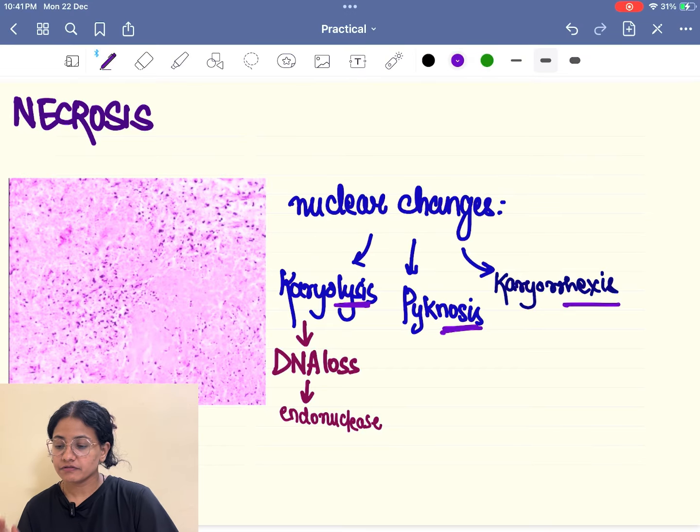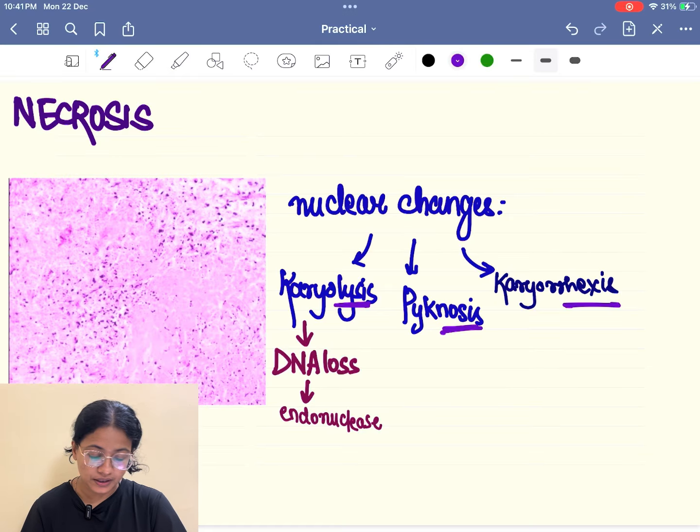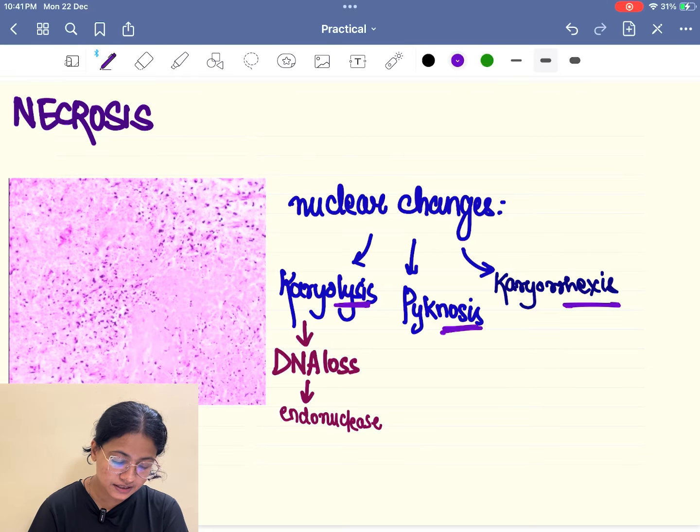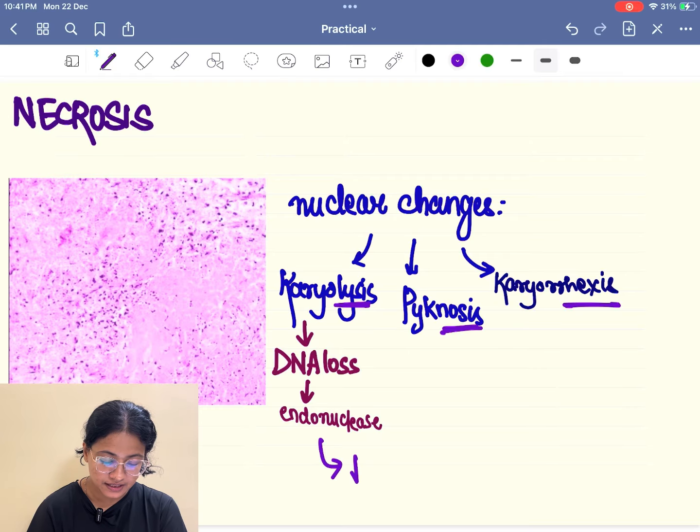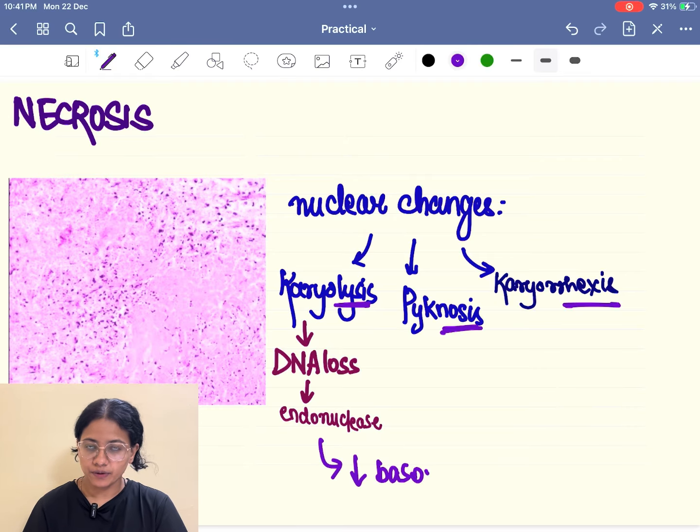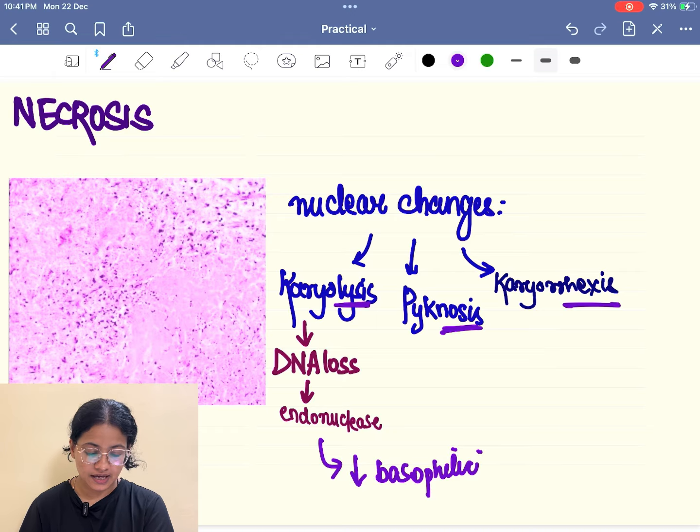Okay. So first is karyolysis. So what happens? There will be decreased basophilia and DNA loss, because of which there will be action of endonuclease and that will cause DNA loss here. Okay. Other than that, what will happen?